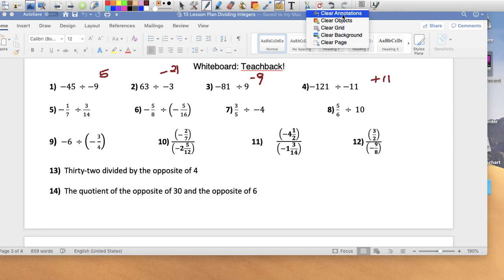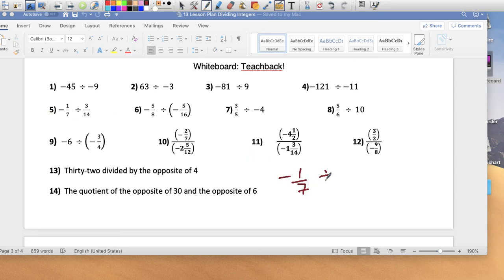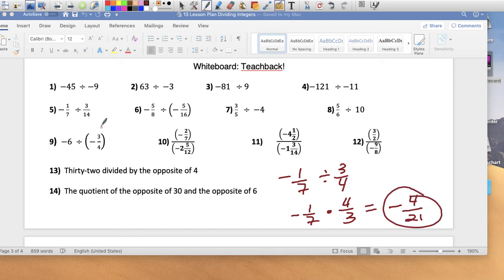This, just to review what you did with fractions and division. So it's negative 1/7 divided by 3/4. How do we divide? Well, you were taught to multiply by the reciprocal. So to change the division to multiplication, I'm going to use the reciprocal of 3/4, which is 4/3. Now we can multiply across. Negative times a positive is a negative. 1 times 4 is 4. And 7 times 3 is 21.